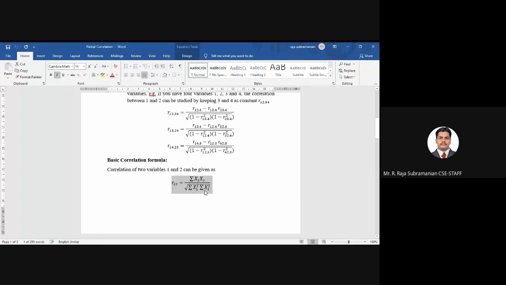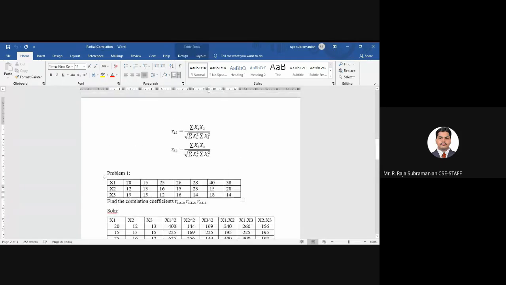If the zero order correlation is not given, you'll be given a table like this, with x1 and x2, and with this table you need to compute it. You'll be solving both ways. Now the table is given and you are asked to solve for r12.3. Let us remember this formula very clearly. If r12.3 is there, you just compute r12, r13, and r23 and keep them ready.